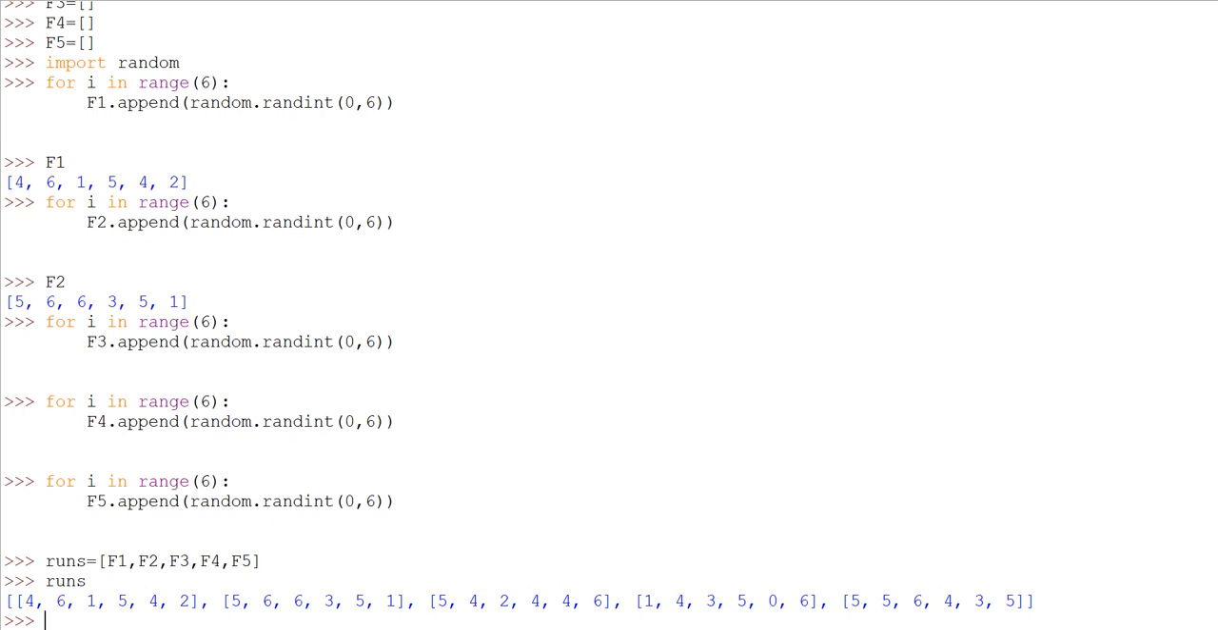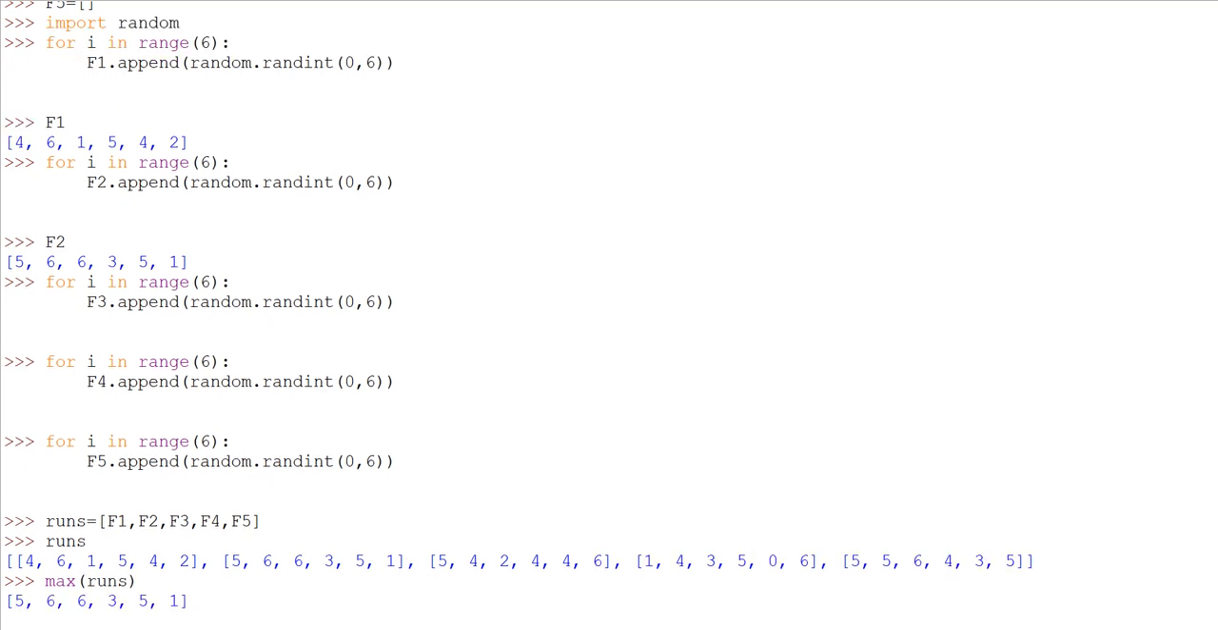So you must be knowing that if I write max of runs, it tells me which element is actually the maximum. If I just add this, you will see that the total run scored in this particular over is greater than any other over. So this is the second over, I presume.